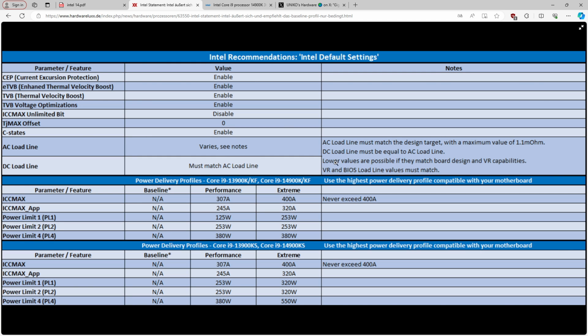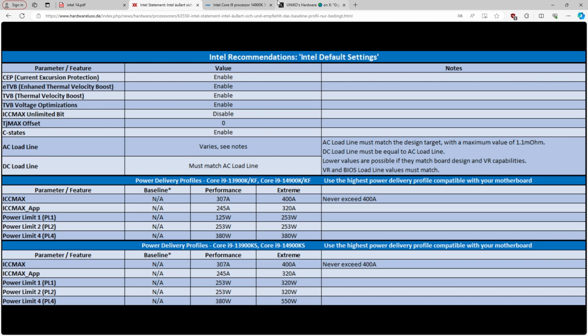But the issue I have with "lower values are possible if they match the board design" is who is going to make sure that the load line settings in the BIOS actually match the board that comes with that BIOS, right? That's my main issue with Intel's approach to the load lines here, where it's like, does Intel want to play the load line police? Because I don't trust the motherboard vendors to set this themselves correctly, because they're evidently not capable of doing that based on past evidence, right?